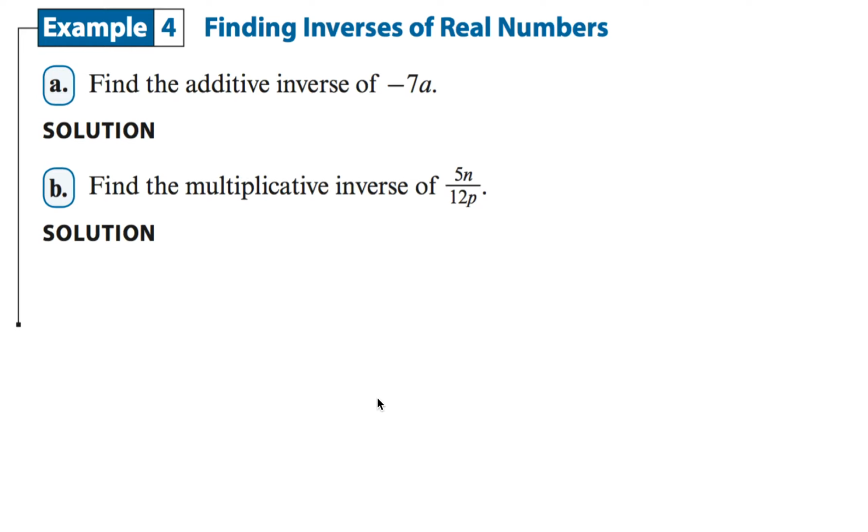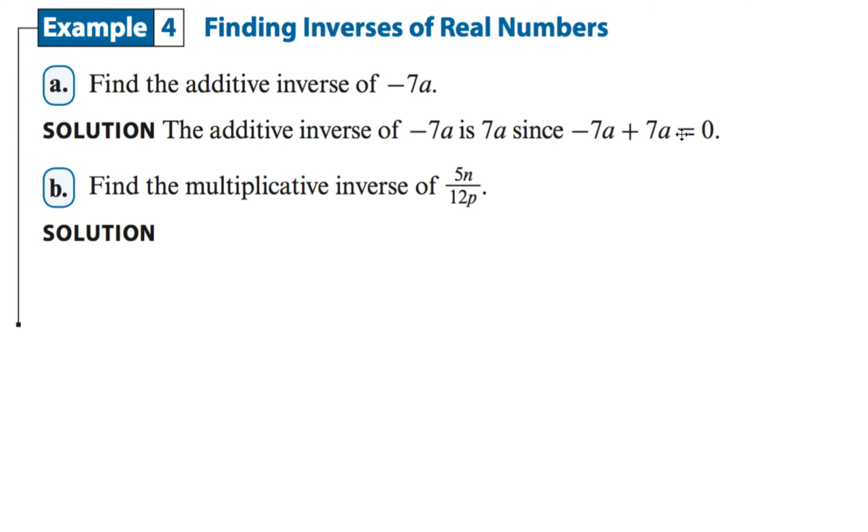Example 4, finding inverses of real numbers. This one says find the additive inverse of negative 7a. So remember, an inverse, we want to end up with the additive identity, which is 0. So what do we add to negative 7a to end up with 0? Well, it's just the opposite of negative 7a, which is positive 7a. So the additive inverse then is positive 7a.